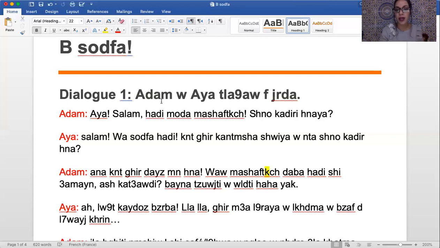Okay, so here Adam وآية تلاقاو في الجردة. Basically Adam and آية تلاقاو, they met, that's a plural verb, تلاقاو, both of them, في الجردة, in the garden. So try to hear the pronunciation and also the meaning.